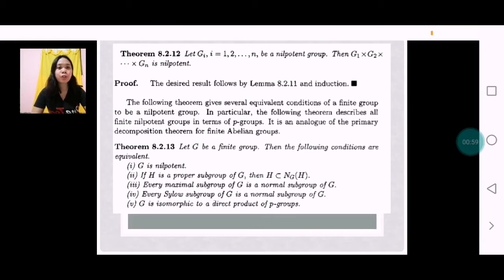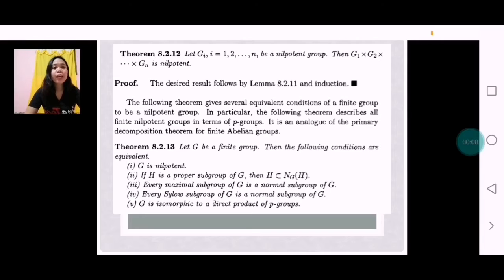The first condition: G is nilpotent. The second condition: if H is a proper subgroup of G, then H is a proper subset of N_G(H). The third condition: every maximal subgroup of G is a normal subgroup of G. The fourth condition: every Sylow subgroup of G is a normal subgroup of G. And the fifth condition: G is isomorphic to a direct product of p-groups.